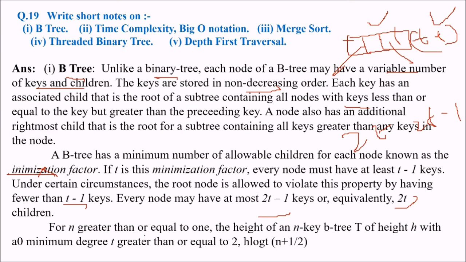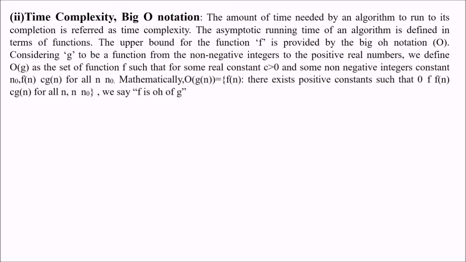For n greater than or equal to 1, the height h of an n-key B tree with minimum degree T greater than or equal to 2 satisfies h is at most log base T of (n plus 1) by 2. The base of the log is T because this is a balanced tree. Now we come to time complexity, big O notation. Don't worry about B tree, we are going to revisit it again with an example.